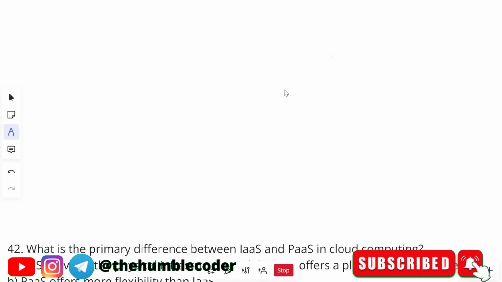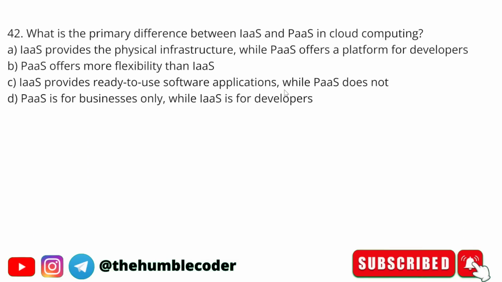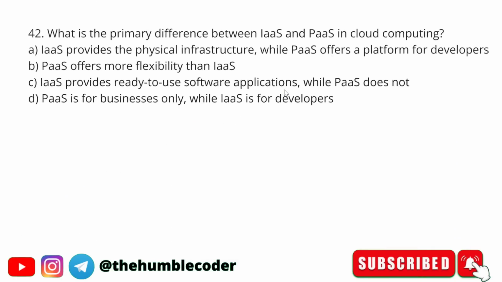Moving on to the next question now. What is the primary difference between IaaS and PaaS in cloud computing? Okay, we have to tell the difference between them. Let's see the options. IaaS provides physical infrastructure, while PaaS offers a platform for developers.